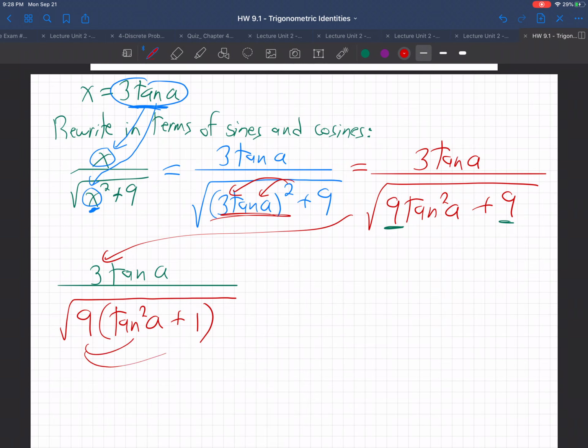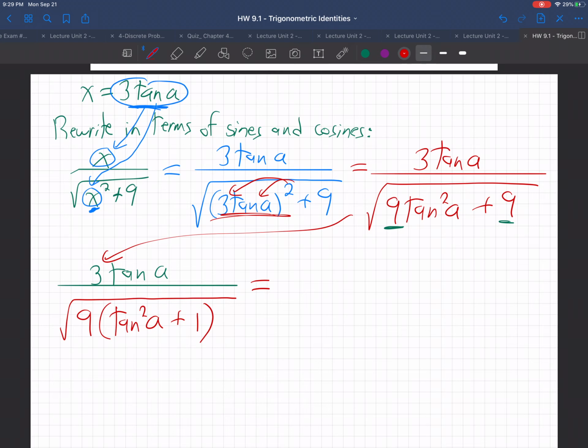Because that 9 could multiply back in and hit both those and go back to 9 tangent squared, and 9 times 1 would be 9, right? That it could go right back in, couldn't it? Okay, so that's called factoring. It's just reverse distributing, just undistributing if you want. Okay, so what? Great, I see it.